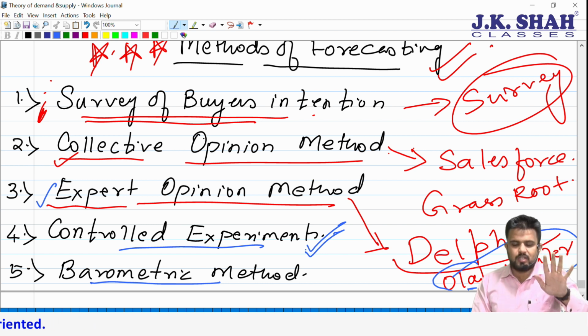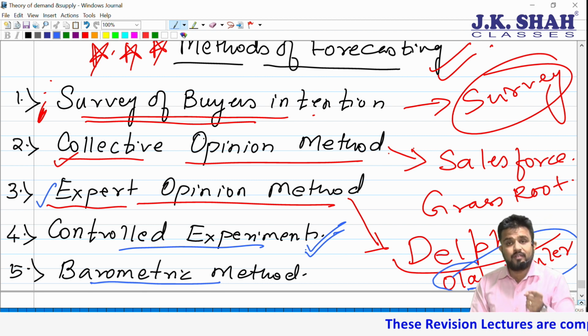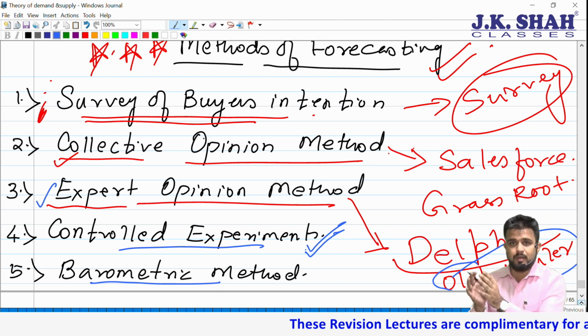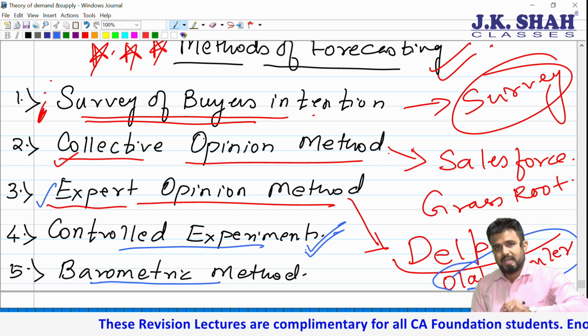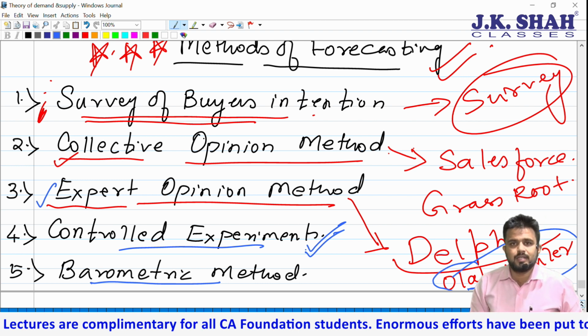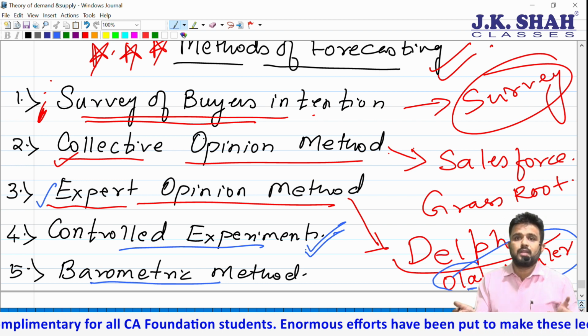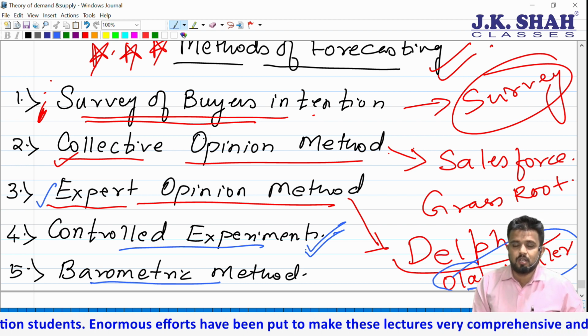So total 5 methods we have done. Survey of buyer's intention, where the burden of forecasting falls on the buyer. Then you have collective opinion method, that is burden will fall on the salesman of that company. So in his territory how much business is going to generate, that they will discuss. Expert opinion, which is also known as Delphi method. Don't forget name of the person, Olaf Helmer.